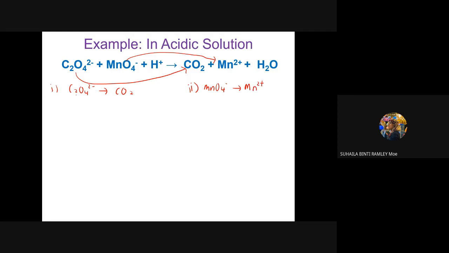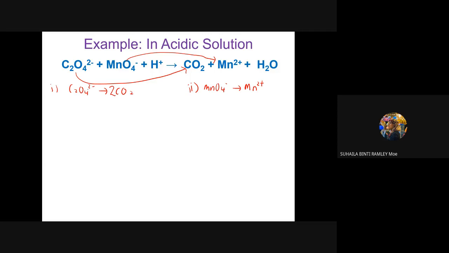Okay, balance elements selain daripada hydrogen dengan oxygen. So here we need to balance for carbon. So here we have 2 carbon, this one 1 carbon. Jadi times 2. Okay, so kita letak sini 2 CO2. So we get 2 carbon. Okay, now kita ada 4 oxygen. So sini pun ada 4 oxygen. So balance untuk oxygen.